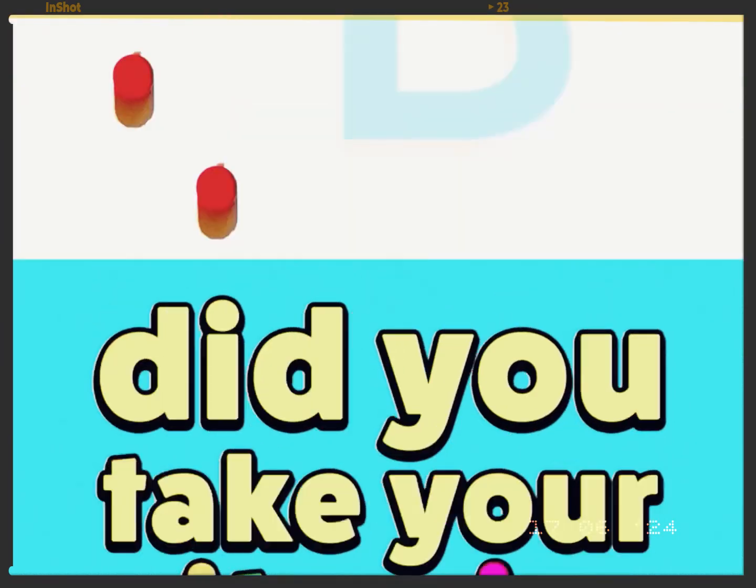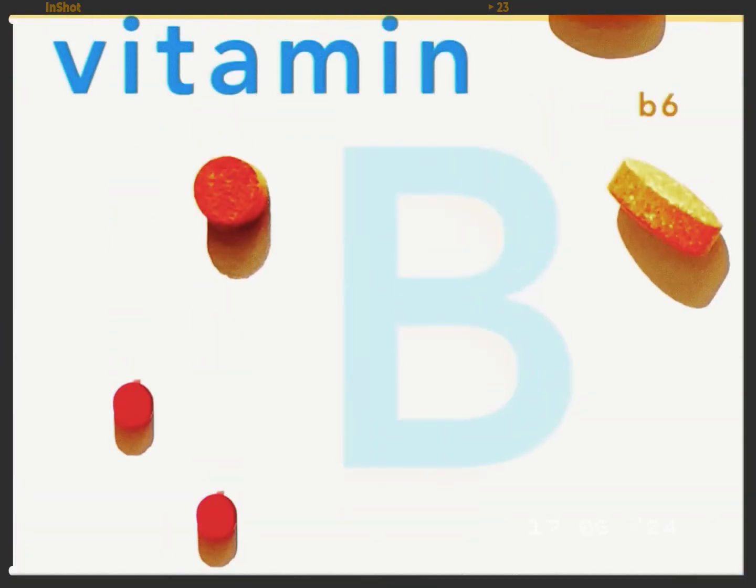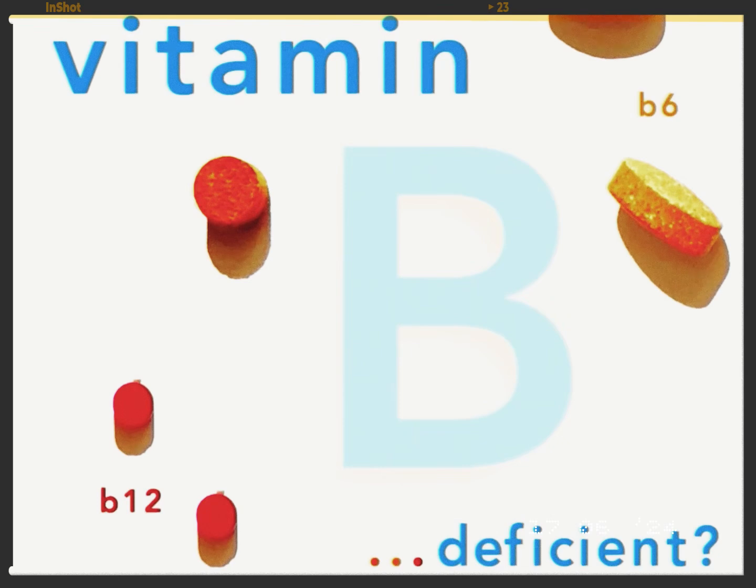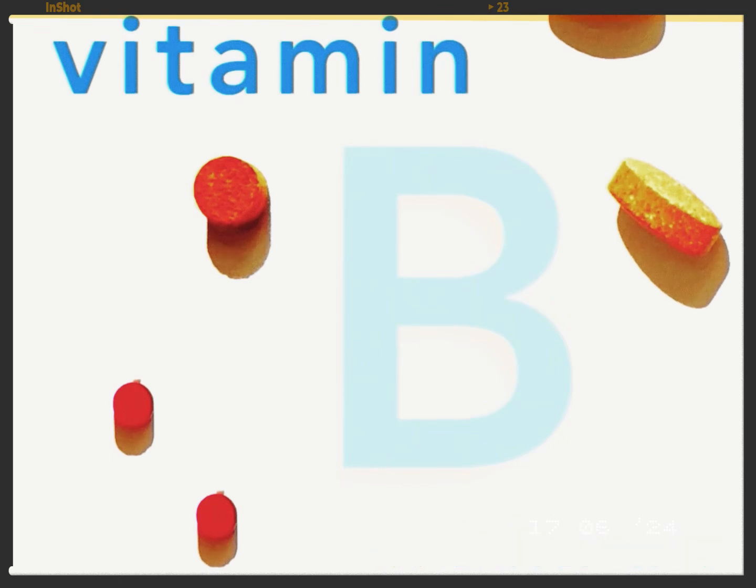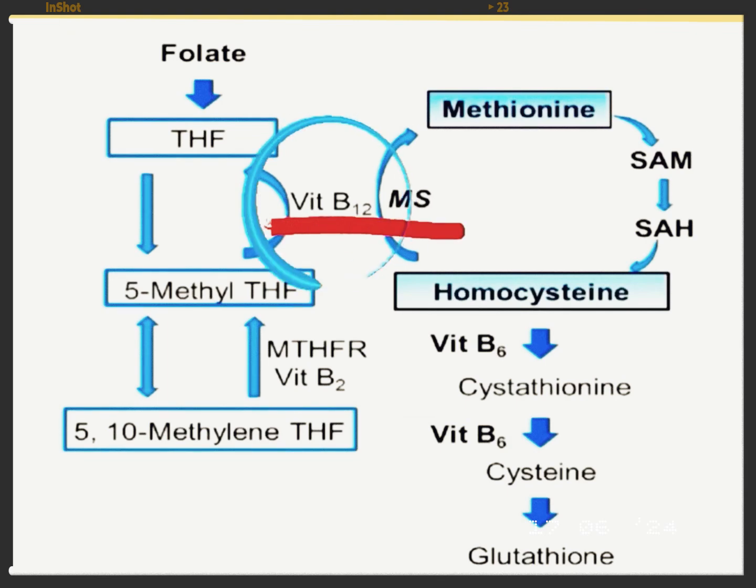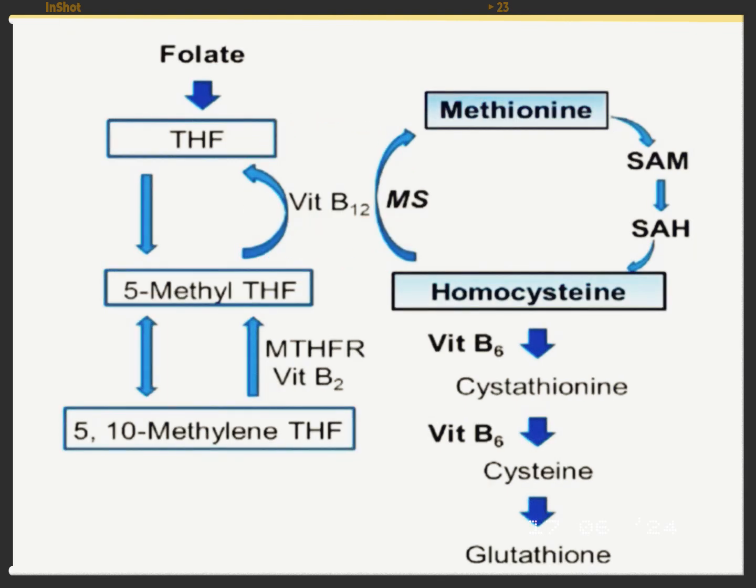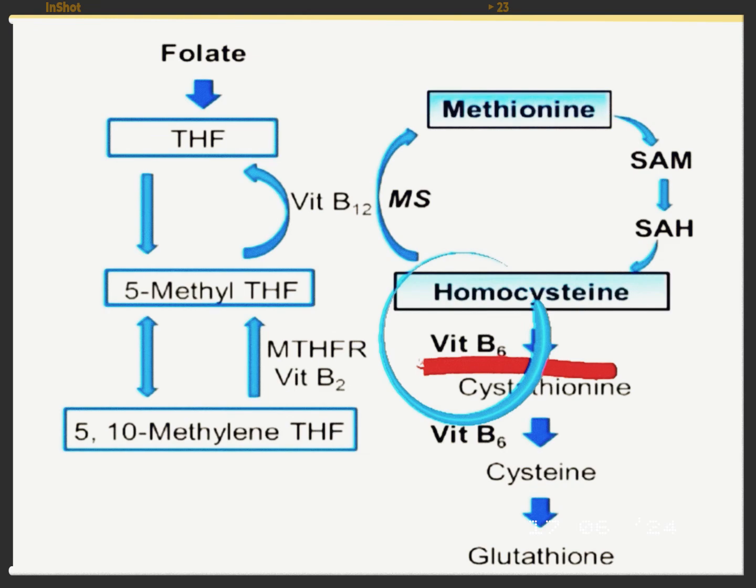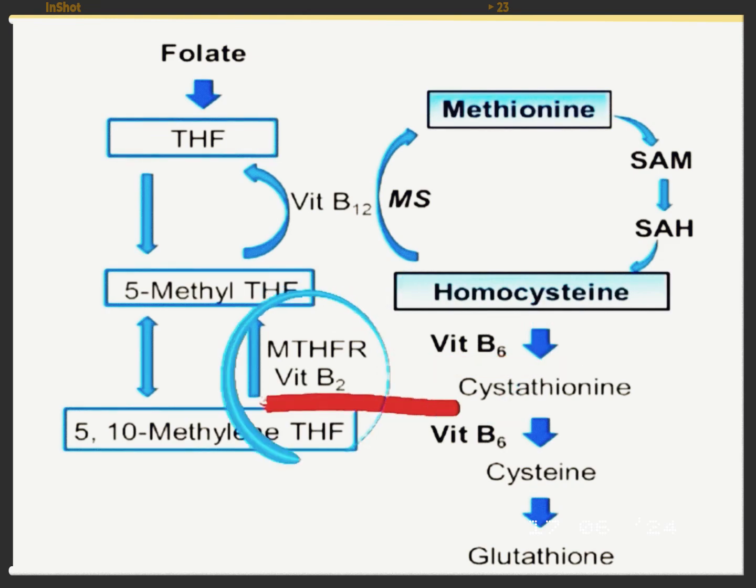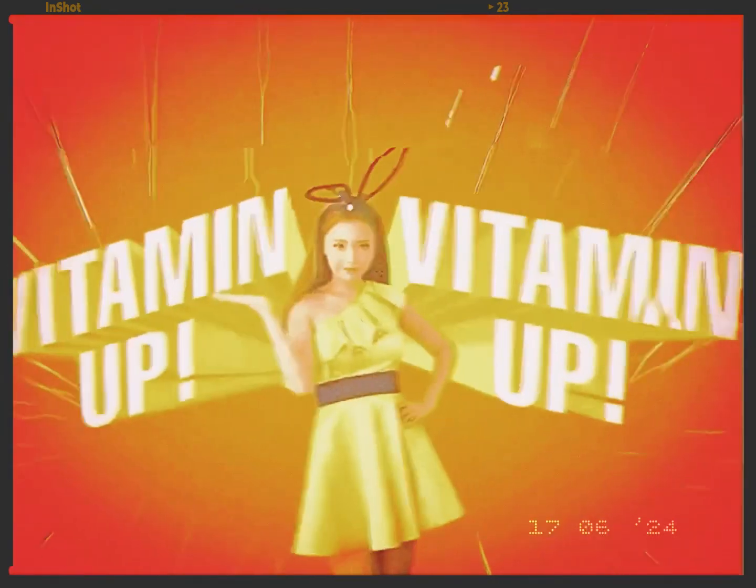Did you take your vitamins today? Vitamin B, vitamin B6, vitamin B12, vitamin B deficient. When you're vitamin B deficient, it causes numerous health problems, disorganized thinking, ADHD, and what we sometimes consider mental illness, which is just vitamin deficiency. Vitamin B is naturally produced within our body's methyl and folate cycles. When we metabolize vitamins, we get different vitamins: vitamin B12, B6, and B2.